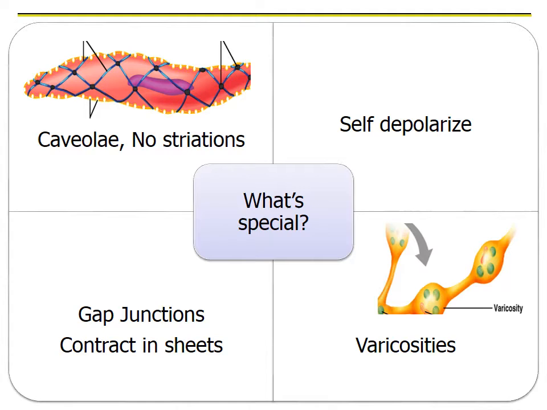To review, smooth muscle cells are not striated, do not have T-tubules, but caveoli, however you want to say it, instead. They do not have terminal neuromuscular junctions, but varicosities instead. They can self-depolarize. They are coupled with gap junctions. They contract in sheets.